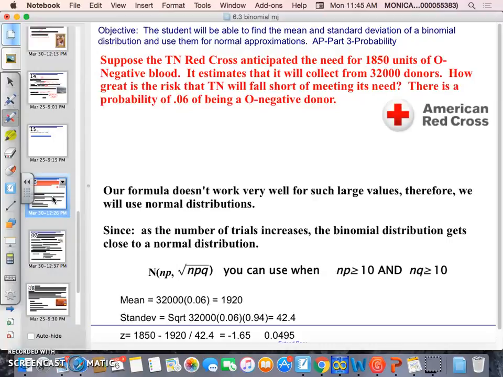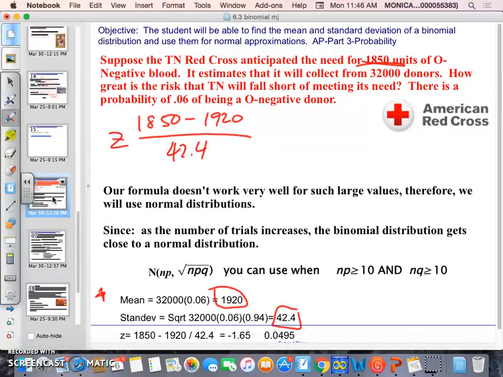And so the first thing we're going to do is calculate our mean, which we did here. So it's 32,000 donors times that percent. So we're expecting about 2,000 people to have the blood type we're interested in. Then we're going to calculate our standard deviation, which is 42.4. Okay, and we need 1,850 units. So to calculate your z-score, you just take 1850 minus the mean, which is 1920, over the standard deviation, which is 42.4. So this is our z-score.